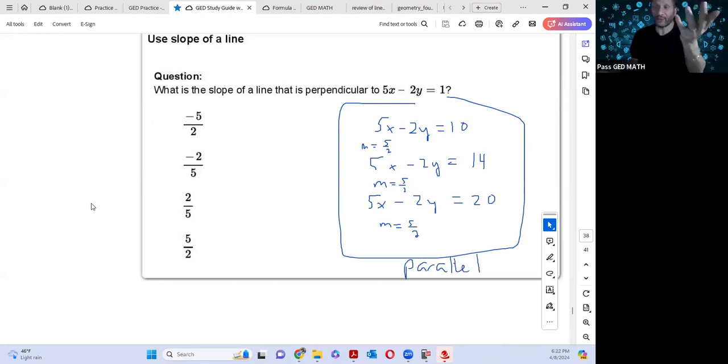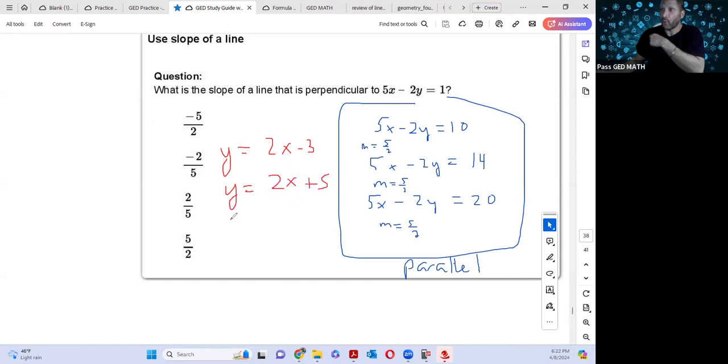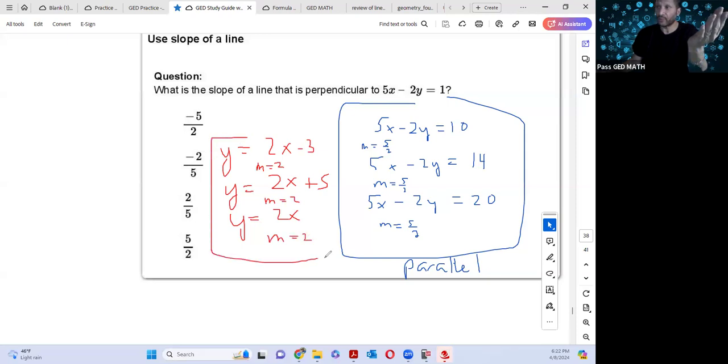These are the things you have to be able to notice looking at the equation. y equals 2x minus 3. y equals 2x plus 5. y equals 2x. This is slope-intercept form. In all of these, the slope is 2. Parallel lines have the same slope. These are all parallel. You have to know that by looking at them. That's no work to do.